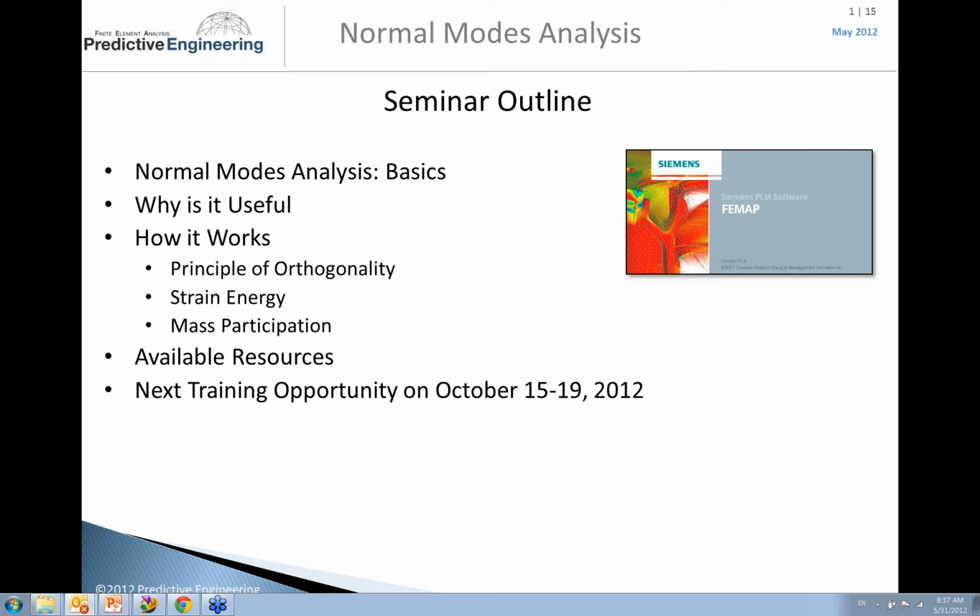Today it's normal modes analysis, and we'll go through the basics and a discussion of why it's useful. There's lots of stuff that normal modes is used for. After linear stress analysis, it's probably the number two most common type of analysis work that's done in the world. And it's all linear. We'll cover how it works, some little details, the principle of orthogonality, strain energy, and mass participation.